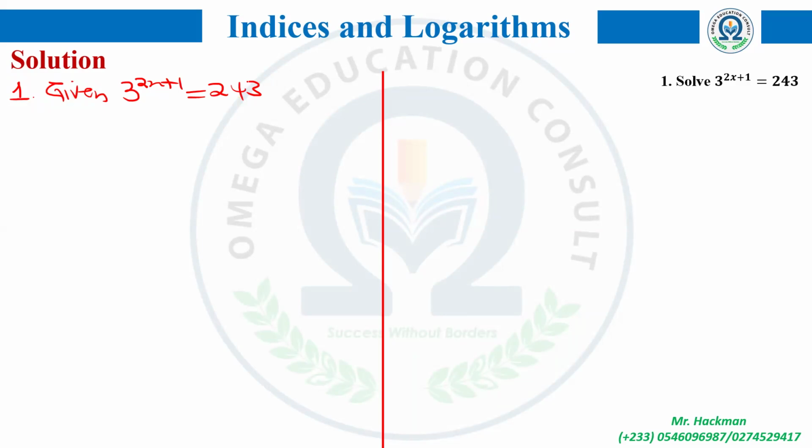But we always want to avoid this. In that case, we have to write this to be of the same base as this, if possible. Other than that, we have to look at other numbers. But it's possible to write 243 as base 3 to a certain power. So it's an equation. This side is intact, 3 to the power 2x plus 1. This will be equal to 3 to the power 5. So now you come and equate the exponents since the bases are the same. So you have 2x plus 1 is equal to 5.